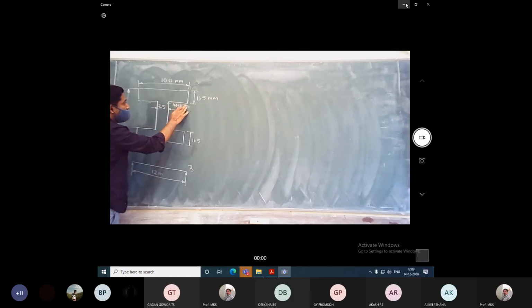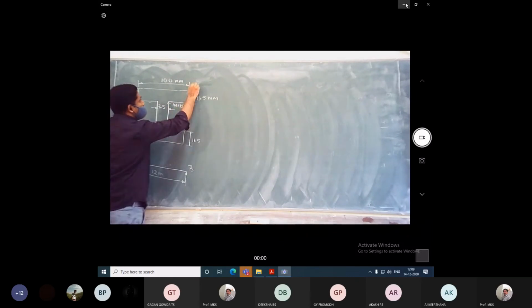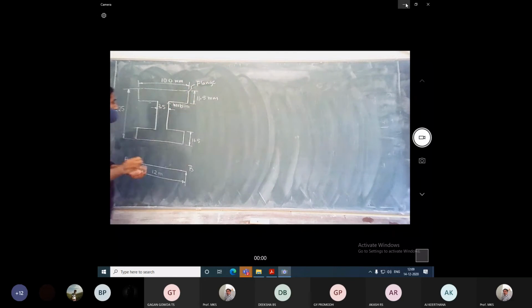So this is the web. This top portion we call the flange. The center portion is the web portion. The outer part is the flange portion. The outer flange and the inner flange, we call them the top flange and the bottom flange. And the center we call the web.